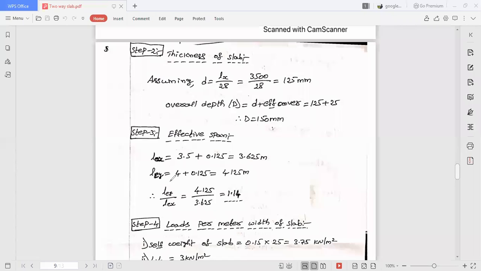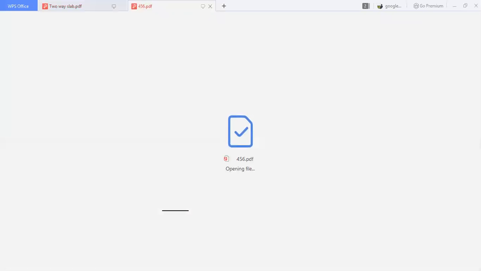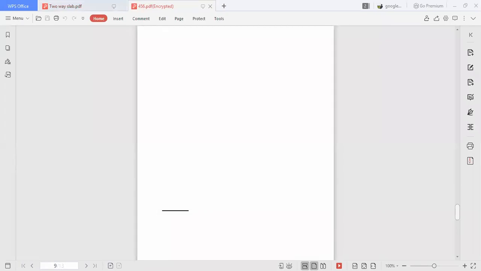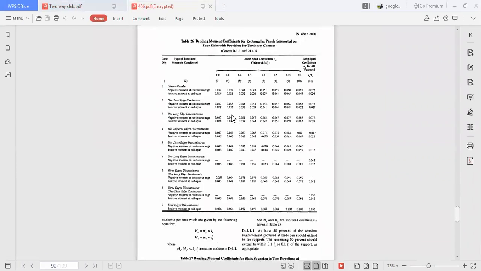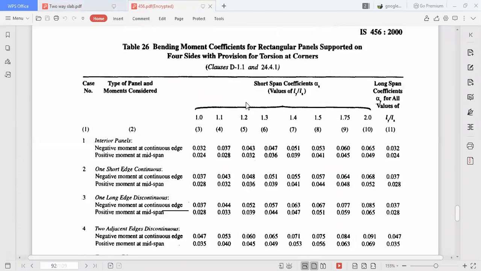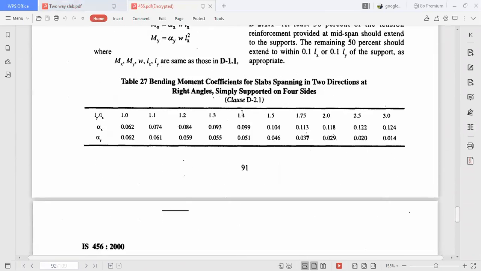Now let us calculate the ratio again. This ratio is required for calculating the alpha x and alpha y values. Let me show you that. As our case is not a restrained slab, and for restrained slabs we follow table 26, as it is a simply supported slab we have to follow table number 27.